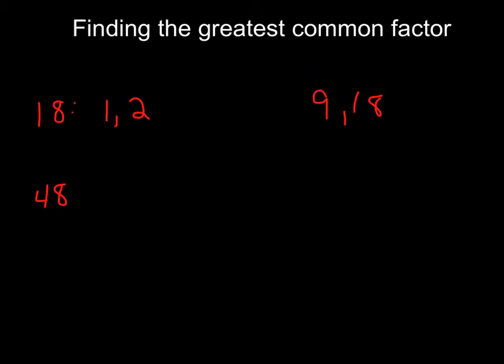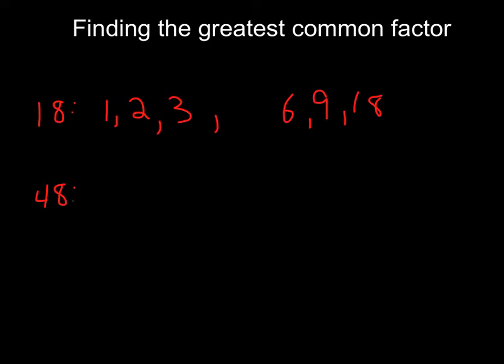Now, I know that 3 also goes into 18 because I know 3 times 6. And you see I'm working my way to the middle. That's another reason why I started so far apart here. Okay, and now 4 does not go in, 5 doesn't go in, and now I'm at 6. So there are my factors for 18.